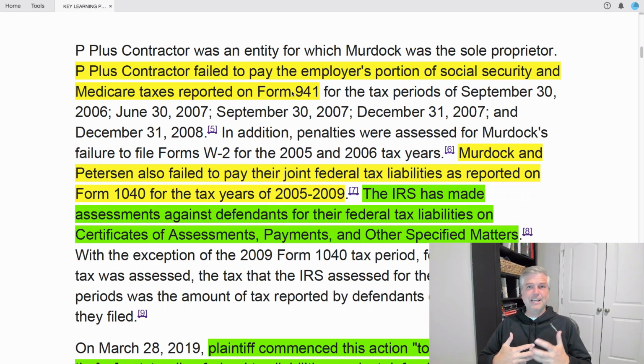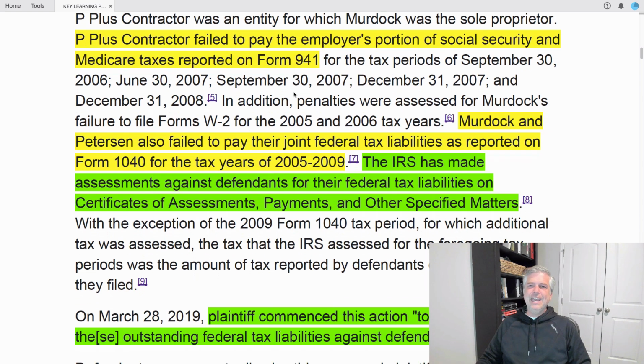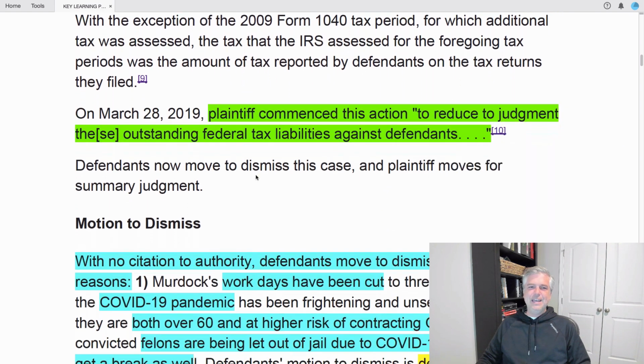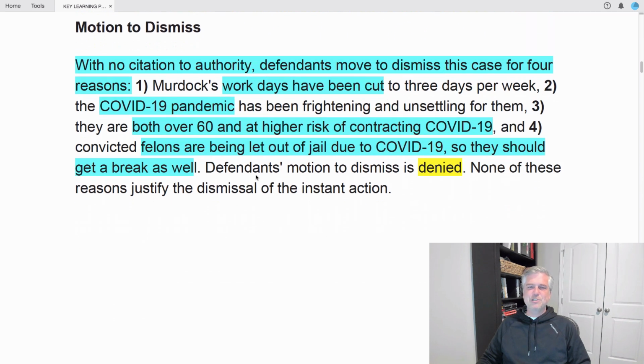So basically we have this company, they failed to pay some payroll type taxes. And when you do that, the government says, all right, whoever's individually responsible for that at the company, and that could be multiple people, now you're personally liable for that. And there are all these penalties. And then this couple here also filed joint tax returns and did not pay their taxes. So they have all these assessments. And first we have this motion to dismiss.